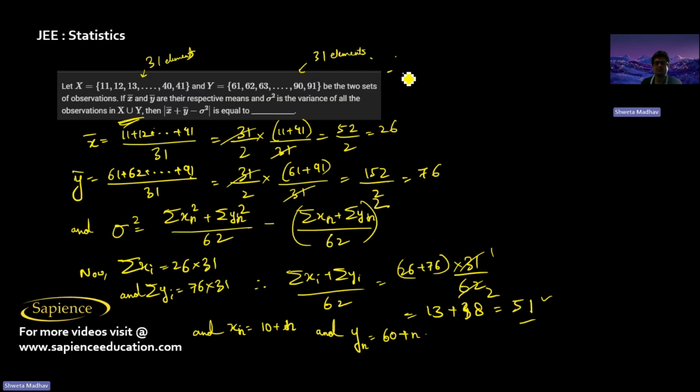Now, therefore, we need to find the mod of x bar, that is 26 plus 76, minus this 705.